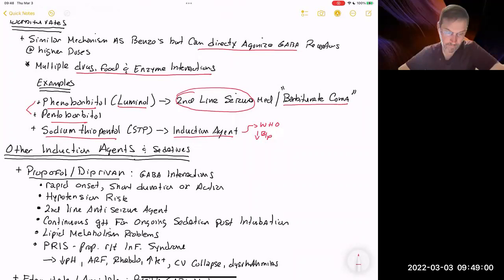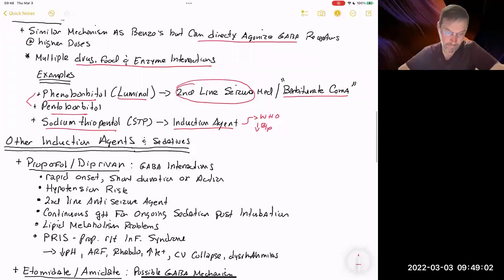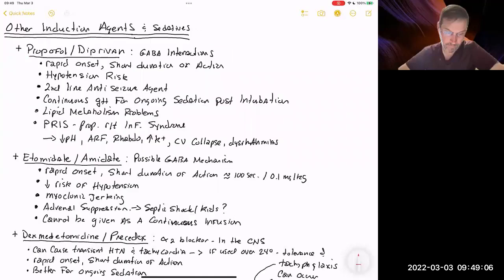So let's now talk about some other induction agents and sedatives. These are going to be agents that do cause sedation, but they're primarily used to induce rapid onset loss of consciousness for airway management and surgical procedures like reducing a joint for joint dislocations or fractures, or even the initial stages of surgery. And I'll go through some important ones that you need to know about.